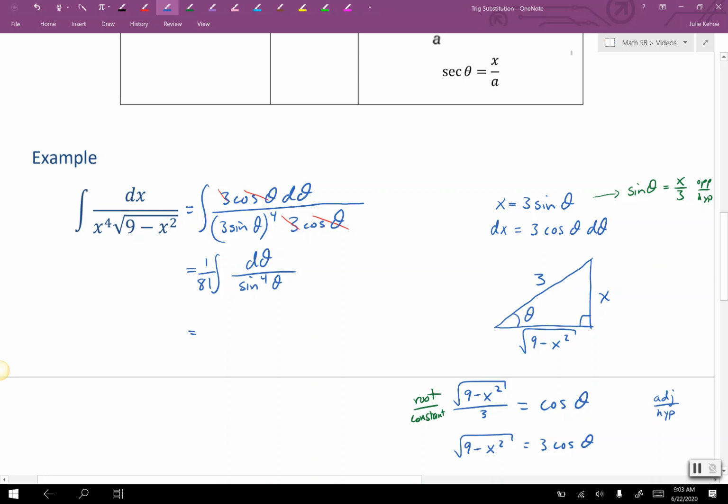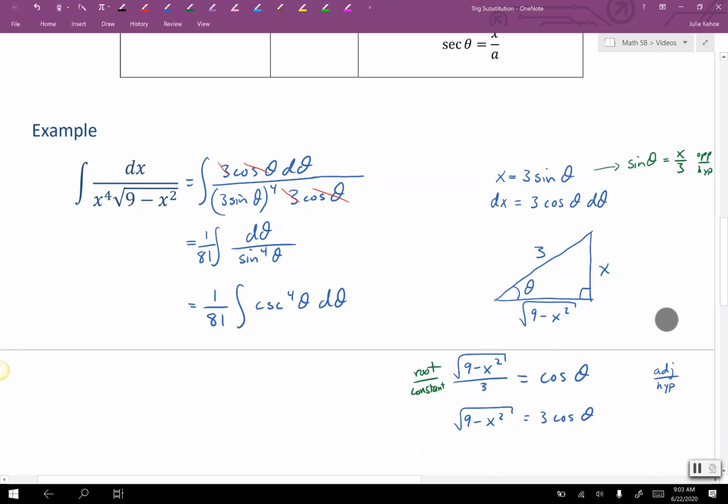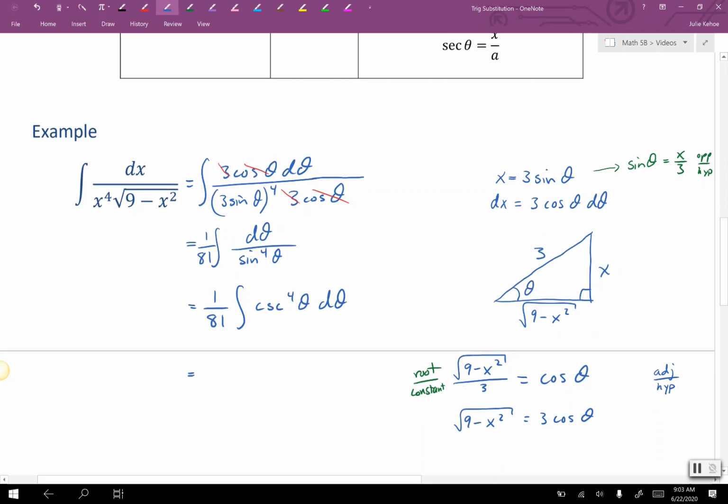Okay, so I have to figure out how to integrate this now that I've done the integral. And I don't like having a sine in the denominator if I can avoid it. So I'm going to use the reciprocal identity. 1 over sine of theta is equal to cosecant theta. So I'm going to go ahead and swap this out so that I don't have a fraction anymore. Just makes my life a little bit easier. So now I have 1 over 81 times the integral of cosecant to the 4th theta.